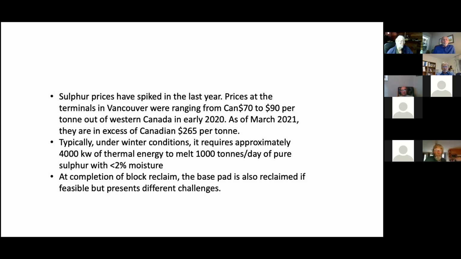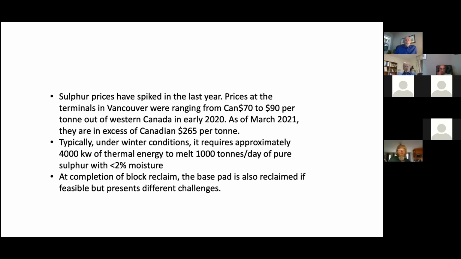And I've just mentioned something about how much thermal energy is required for 1,000 tons a day. And again, this is all pure sulfur. Anytime you have moisture in the sulfur, your steam requirements jump tremendously, and we'll discuss that on the next page.